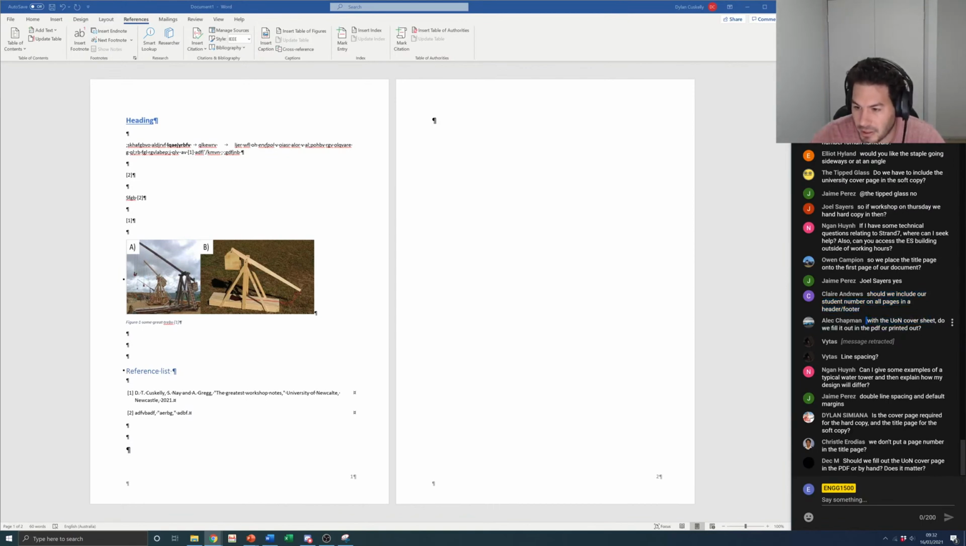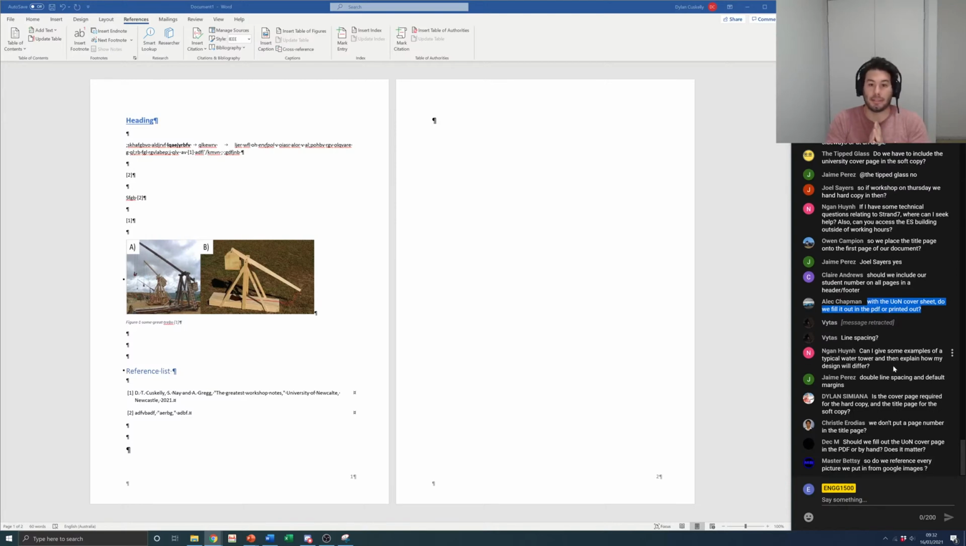With the UN cover page, do we fill it out in the PDF or print it out? Wherever you possibly can, fill out forms online and print them. Sometimes you'll still need to sign them and things by hand, but it is so much easier for me to not have to read scrawled handwriting. And that's going to make me way happier when I'm marking. So try wherever you can to type them.